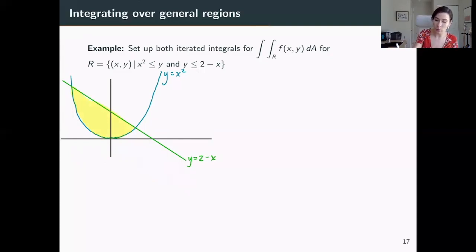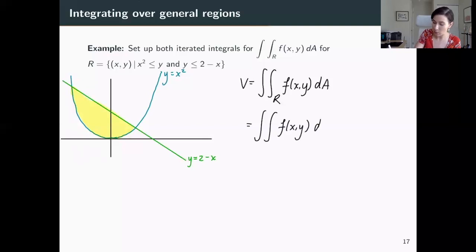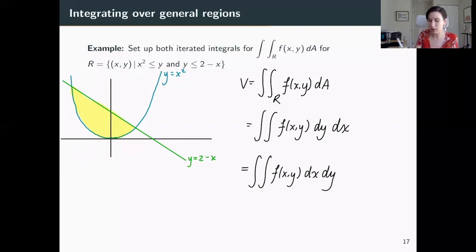And this is the region that we're going to want to set up our iterated integral. To do that, again, we're looking at the volume, which is going to be the integral over the region R of f of x, y dA. And again, we're going to get two integrals out of this. The first one is going to be in terms of dy dx. And the second one is going to be in terms of dx dy. For the first case, again, moving outside in, we need to think about what our values of x can be. So again, the integral limits here should be numbers.